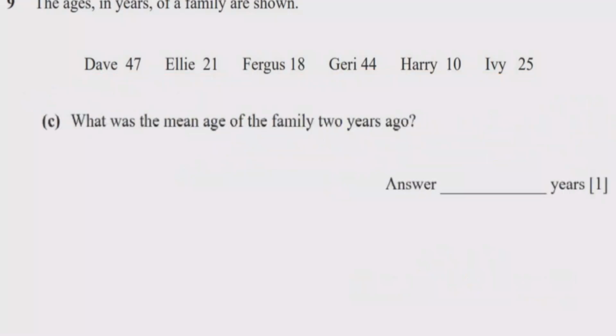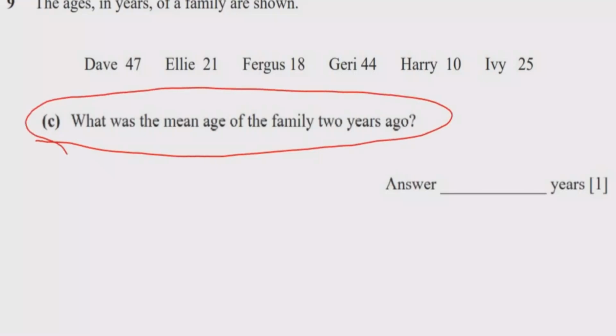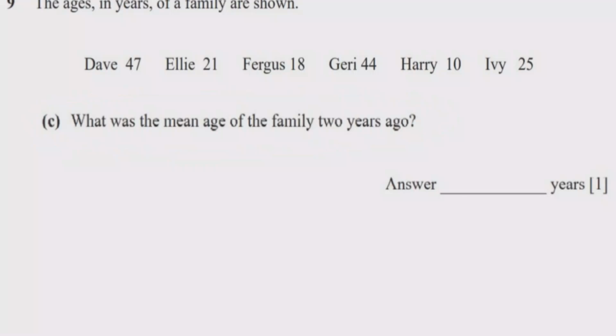Question 9C is what was the mean age of the family 2 years ago? The question is here, what was the mean age of the family 2 years ago? Okay, so there are 3 ways you can do this. The first one is the simplest. The first method is you just get the same mean age you got.